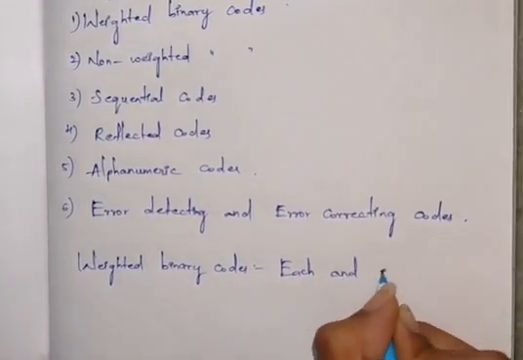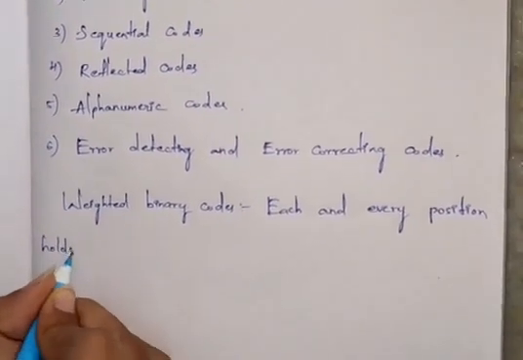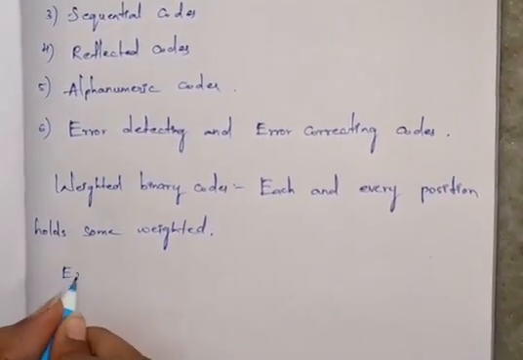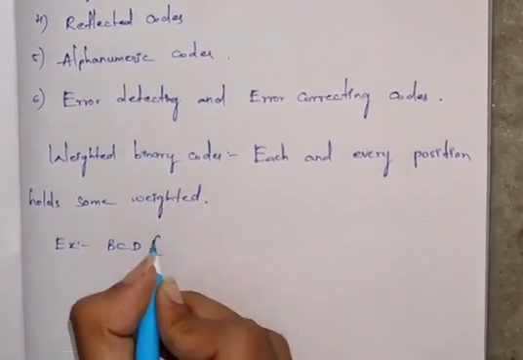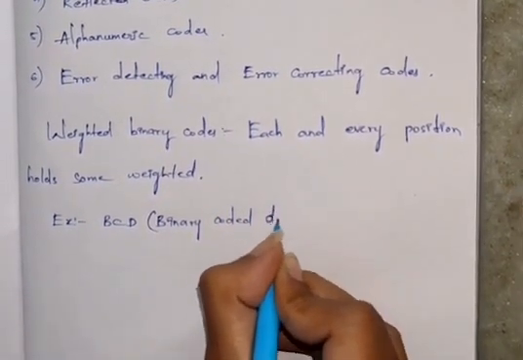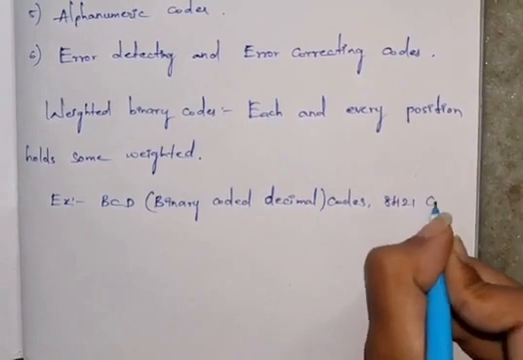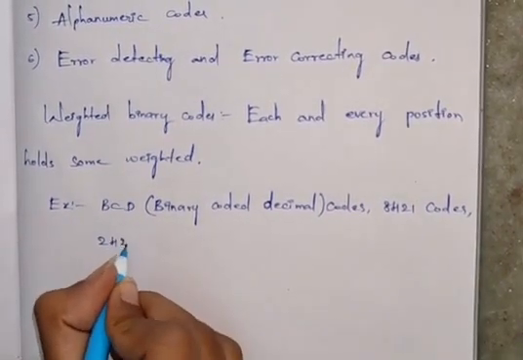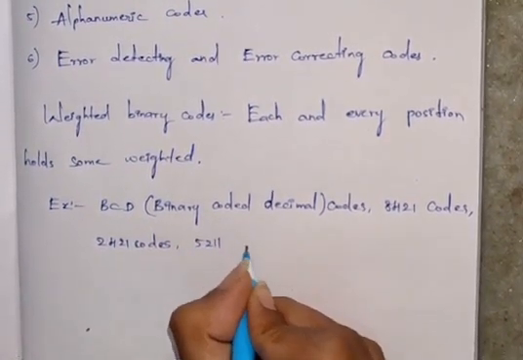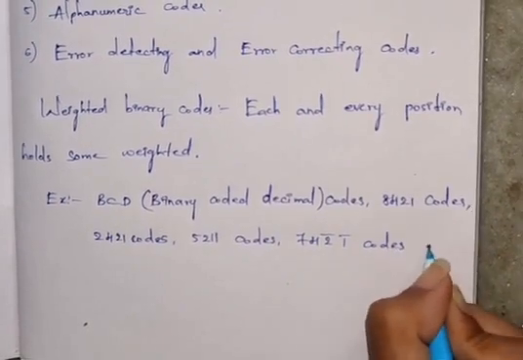Each and every position holds some weight. Examples of weighted binary codes are BCD codes, binary coded decimal codes, 8421 codes, 2421 codes, 5211 codes, 7421 codes, etc.